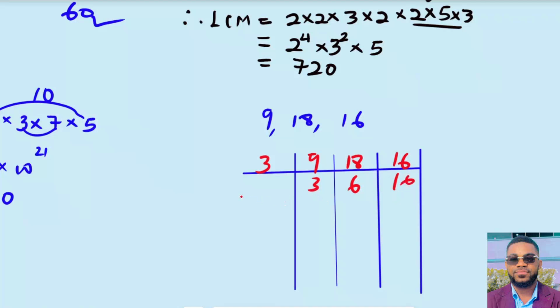So let's move on. Can still break 3, 6, and 16 down. So let me take 3 once again. 3 goes into 3 one time. It goes into 6 2 times. 3 goes into 16, that's not possible. Write the same 16.